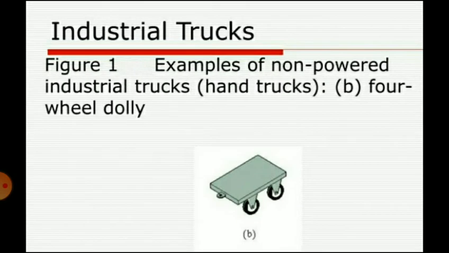So it is a four-wheel dolly. It is a non-powered industrial truck, in the category of hand trucks. It is a four-wheel, or you can say a multiple wheel truck.